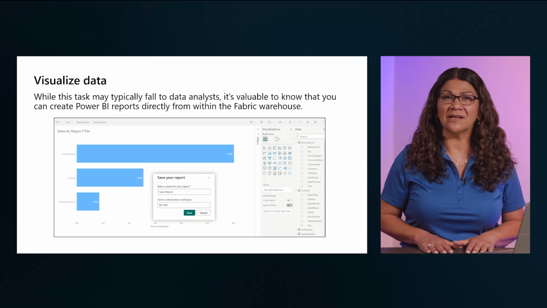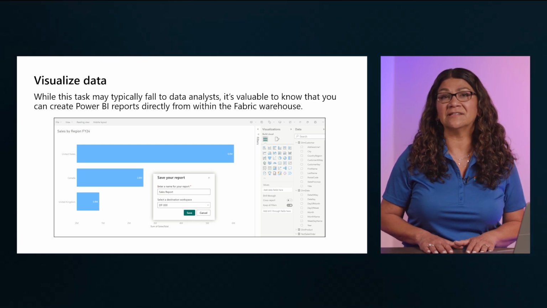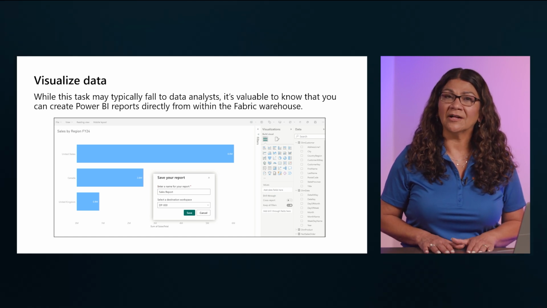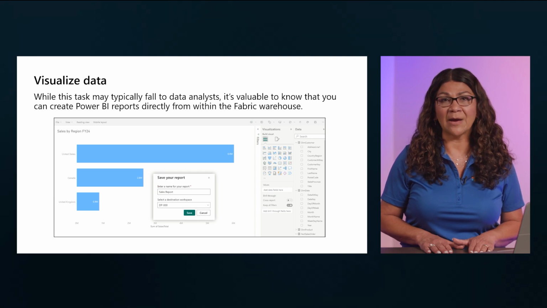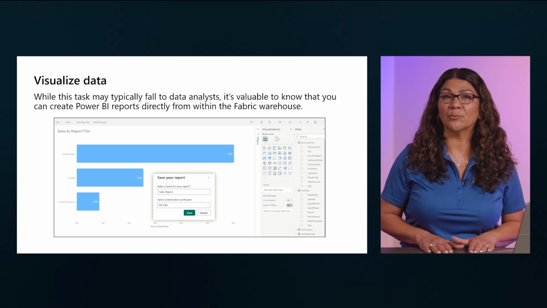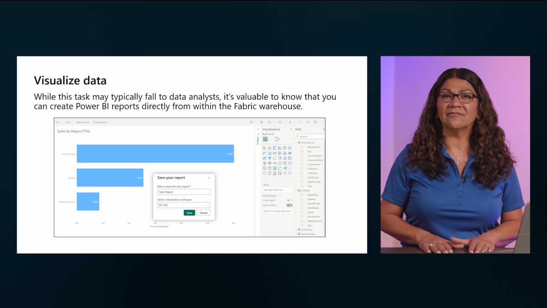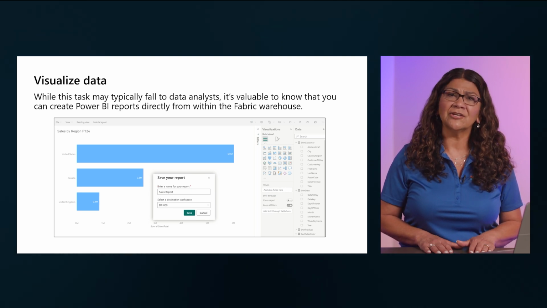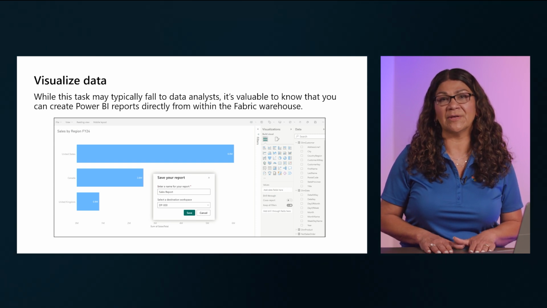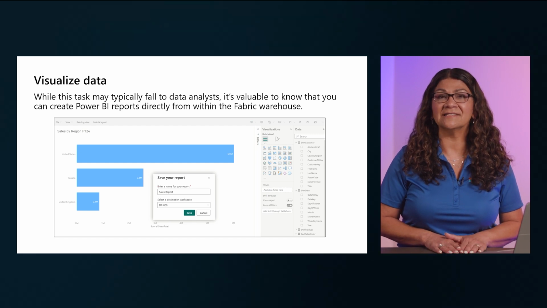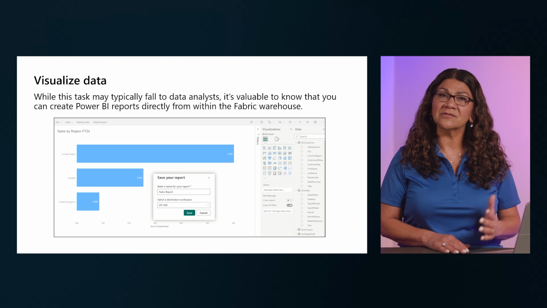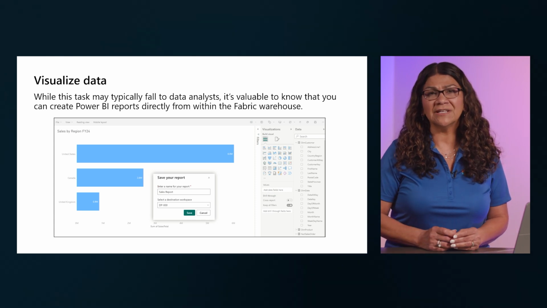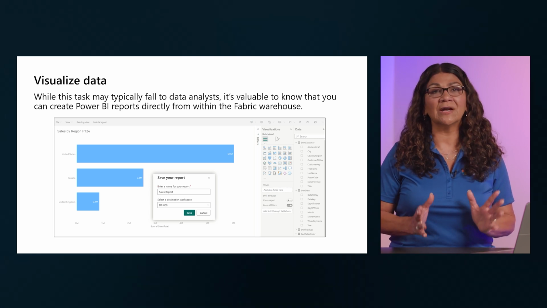Visualizing data in Microsoft Fabric Data Warehouse is a powerful way to gain insights and make data-driven decisions. While this task may typically fall to data analysts, it's valuable to know that you can create Power BI reports directly from within the Fabric warehouse. After you've logged into the Microsoft Fabric portal, select the data warehouse you're working with. Microsoft Fabric integrates seamlessly with Power BI, allowing you to create reports directly from the data warehouse or from Power BI by simply connecting to the Fabric data warehouse as a data source. Choose from the various visualization types such as bar charts, line charts, pie charts, tables, etc., and then drag and drop fields into the visualization canvas to create charts and graphs. You can even customize the appearance and settings of your visuals to better represent your data.